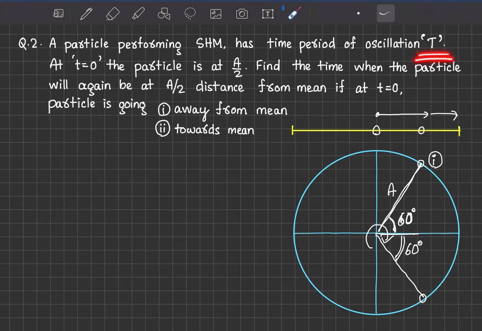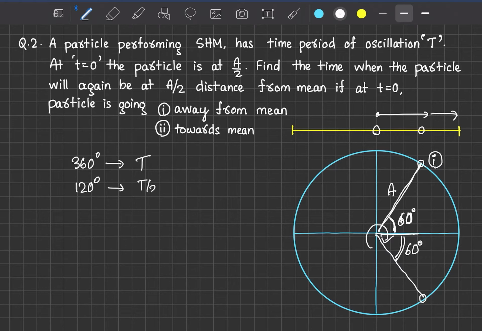Now it is given to us that the time period is T, that means for the particle to rotate 360 degree, it takes time T. That means how much time will the particle need to rotate 120 degree? It is T by 3. So for the first case, our answer is it will need T by 3 time. For the first case, if the particle is moving away from mean, it needs T by 3 time to come back to a by 2 again. Now let's solve it for the second case.